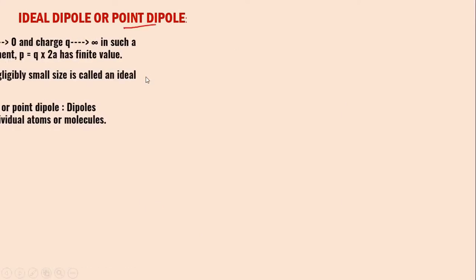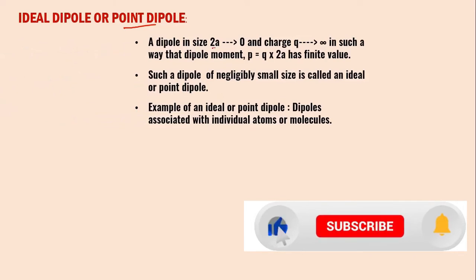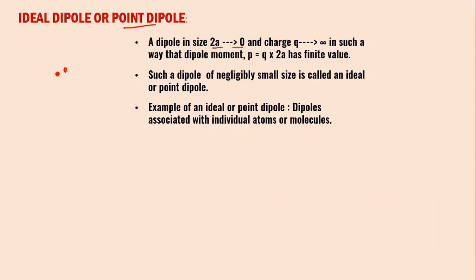Now next, what we will be finding is an ideal dipole or a point dipole, a new term. What is an ideal dipole? A dipole whose size, that is 2a, is tending to 0. That means we have two charges separated by an infinitesimally small separation, very negligibly small, but the magnitude of the charge is tending to infinity. That means the plus q and minus q charges are very great in magnitude, in such a way that the net dipole moment has a finite value. Further, examples of an ideal dipole are the dipoles associated with individual atoms or molecules. So this is all about your ideal dipole or point dipole.